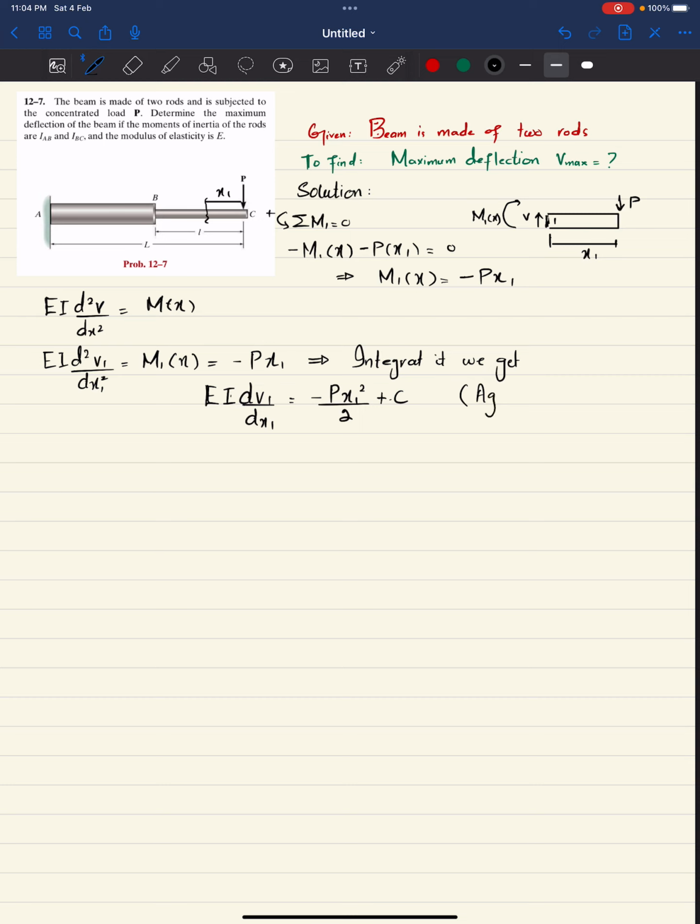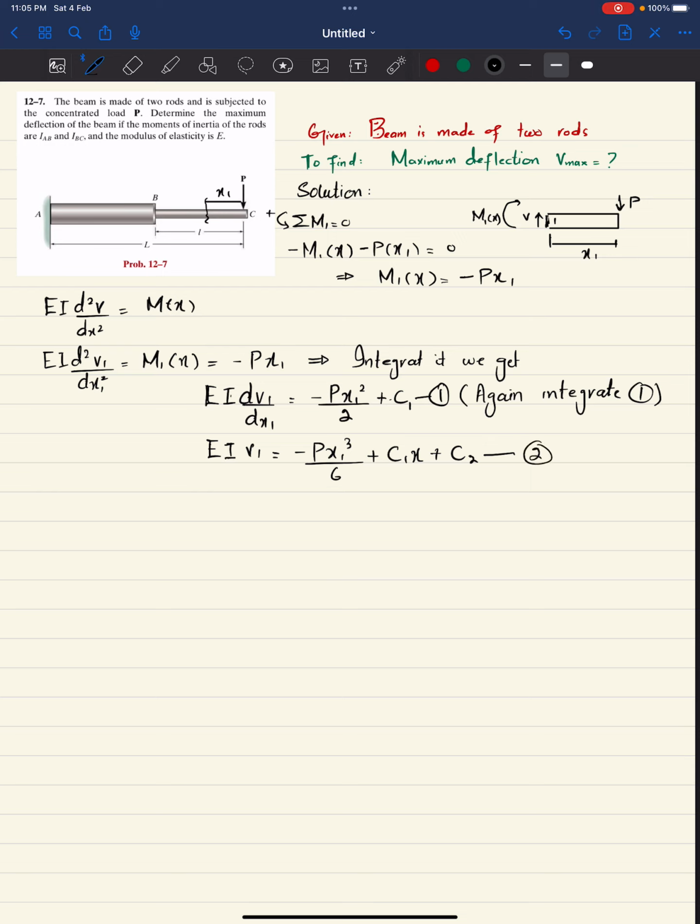Let this be equation number 1. We will integrate again. Integrating equation 1, we will get EI into v1 equal to minus P x1 cube over 6 plus c1 x1 plus c2. Let this be equation number 2.